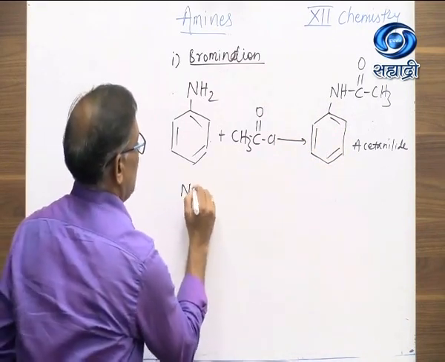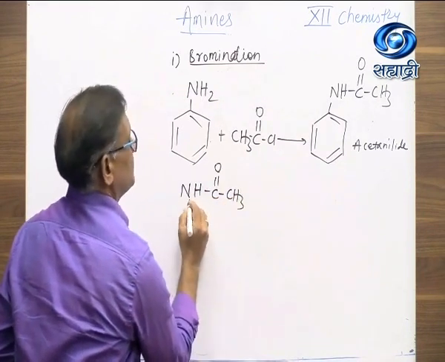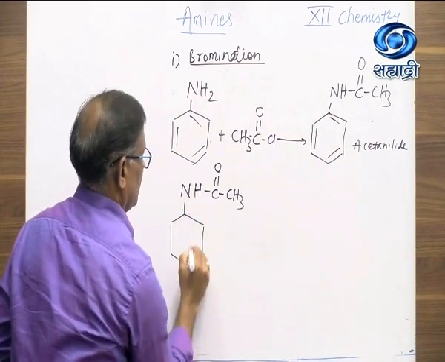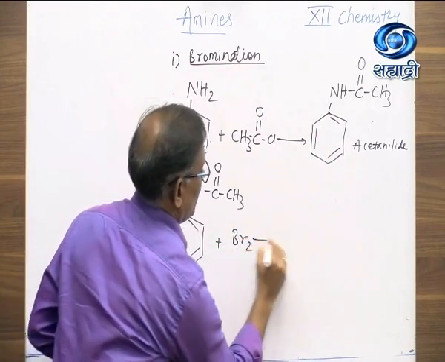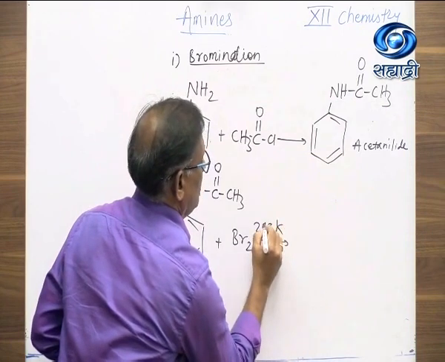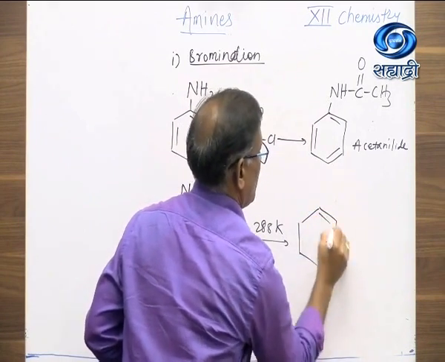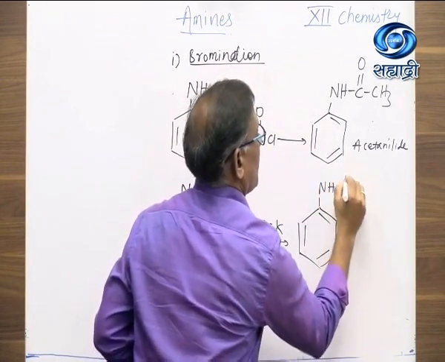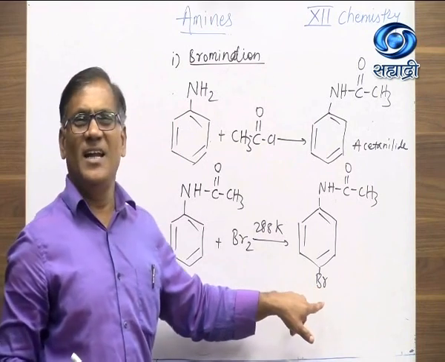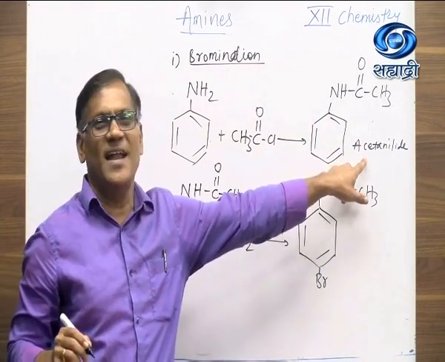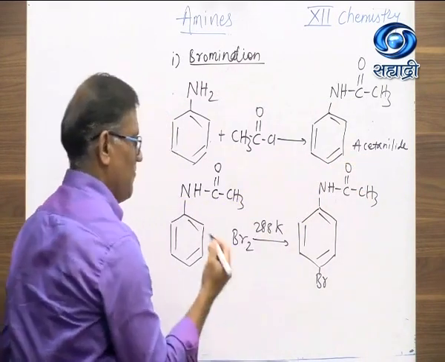This acetanilide, on further treatment with bromine at 288 Kelvin temperature, gives this compound. What will be the name of this compound? It is para-bromoacetanilide. So the second step product is para-bromoacetanilide.